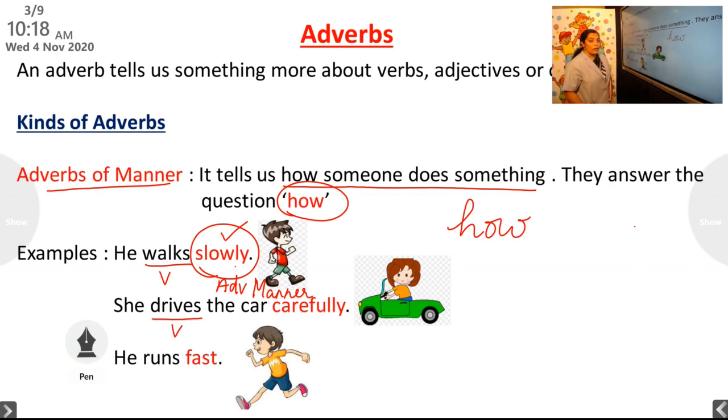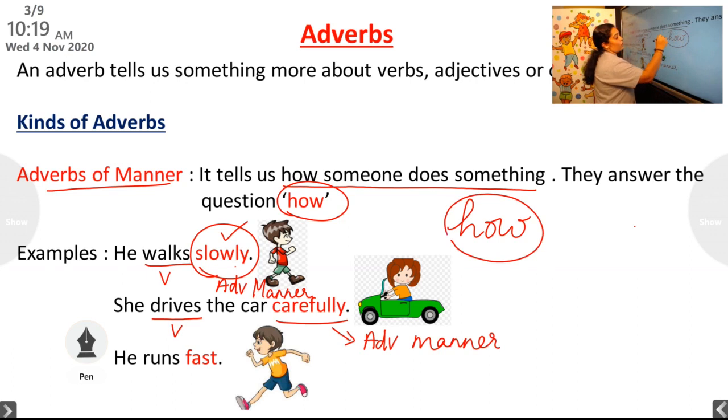How does she drive the car? The answer is already there. Yes, carefully. She drives the car carefully. So carefully is the adverb of manner. How did you find that this is the adverb of manner? Which question word did you ask? You asked the question how. How does she drive the car? You got the answer carefully. So carefully is the adverb of manner.